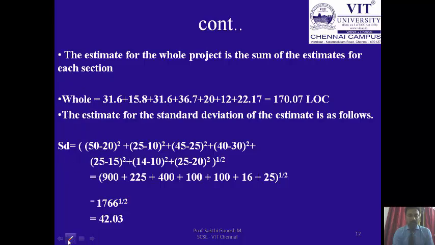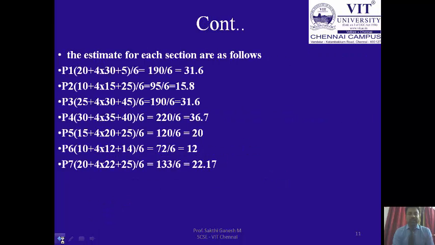We'll divide into P1, part 1. The formula will be implemented as max plus 4 times best case plus min, divided by 6. So for part 1 it is 190 divided by 6, that will be 31.6, and part 2 is 95 divided by 6, that will be 15.8, and part 3 is 190 by 6, it is equal to 13.6, and part 4 it is 220 by 6, that is equal to 36.7, and part 5 it is 120 divided by 6, that is equal to 20, and part 6 it is 72 by 6, that is equal to 12, and part 7 it is 133 divided by 6, that is equal to 22.17.